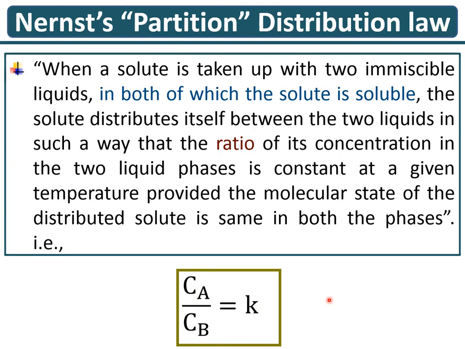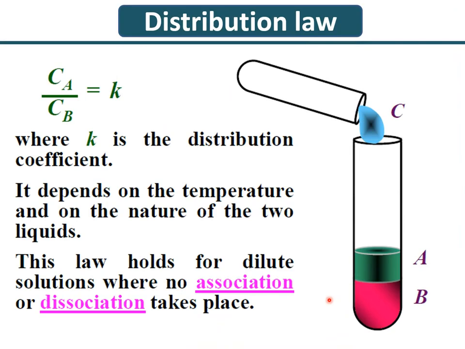And this diagram explains the process. This is the solute that is supposed to be soluble in both liquids A and B. And when you add this solute to two immiscible liquids where the solute is soluble in both of them, it will distribute in a way where the concentration in A over the concentration in B is constant at a given temperature. And this law holds for dilute solutions where no association or dissociation takes place.